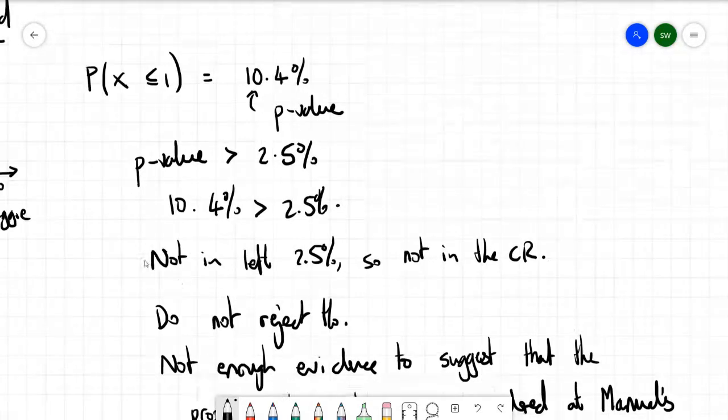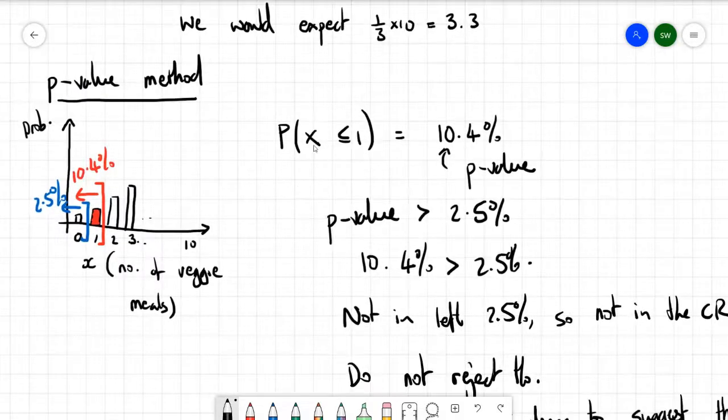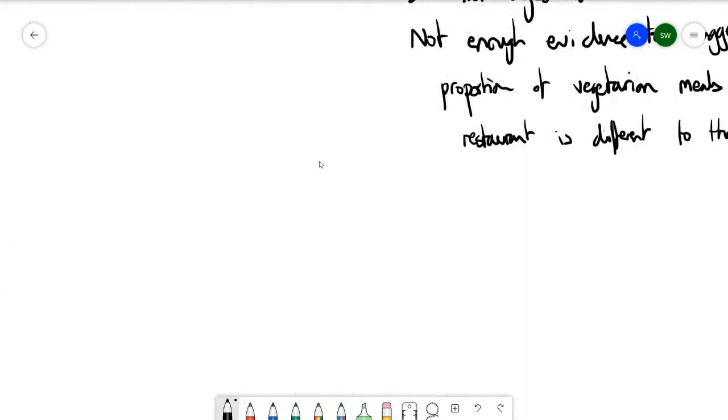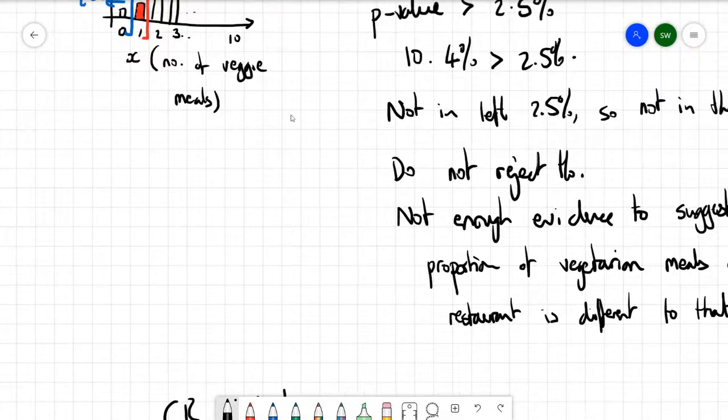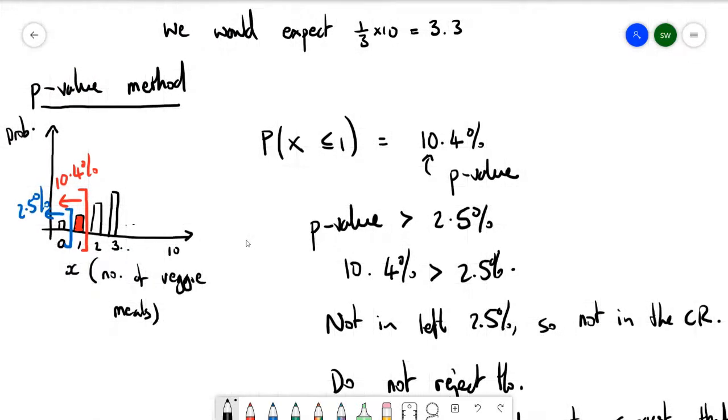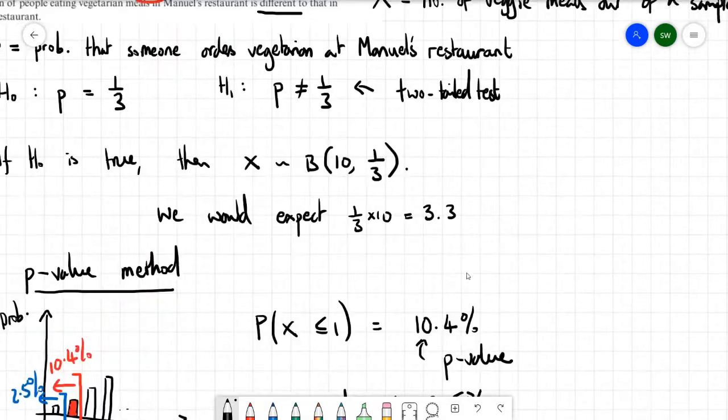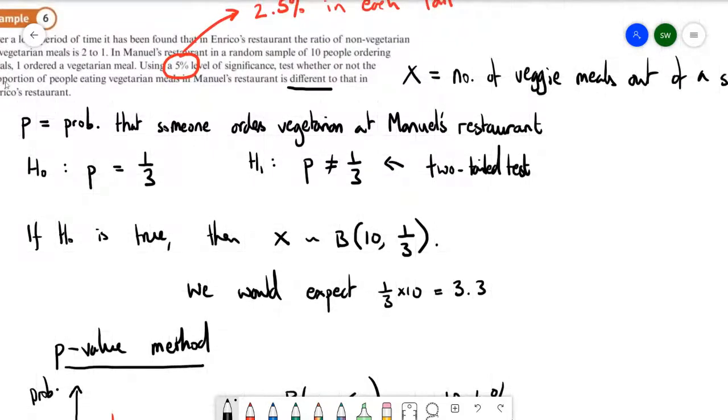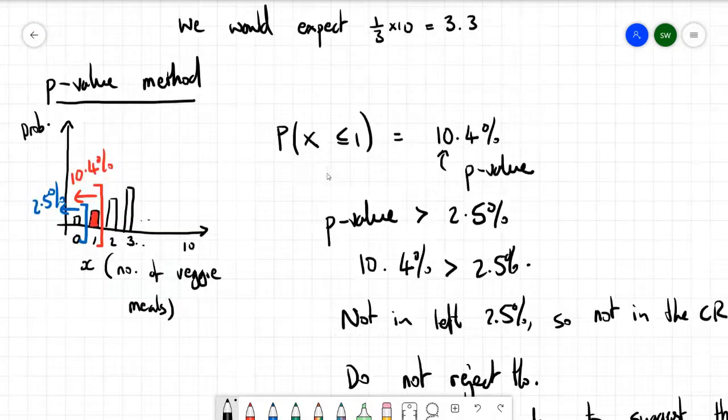An alternative method would be to use the critical region method. So let's try and find the critical region. So with the critical region method, I would have to find the left critical region and the right critical region normally. However, because we saw 1 out of 10, we know that we are less than the expected value, so that means that we would have to be in the left critical region. So all we need to do is find the left critical region.